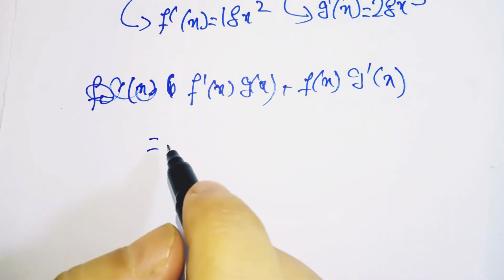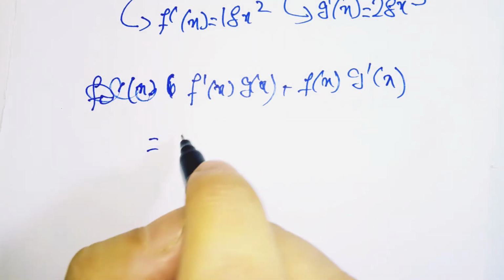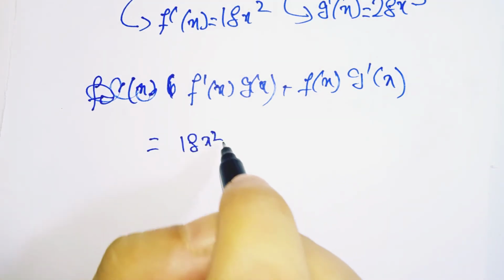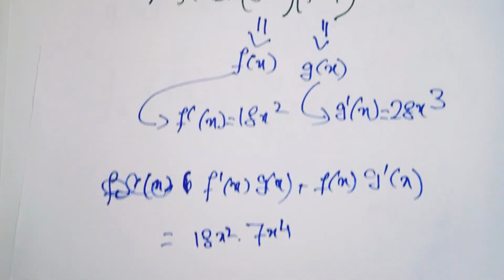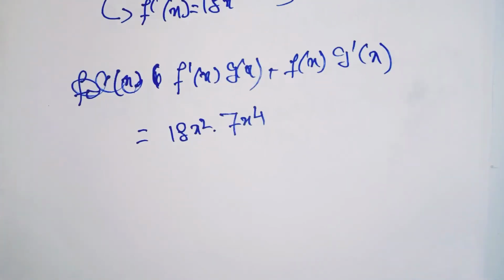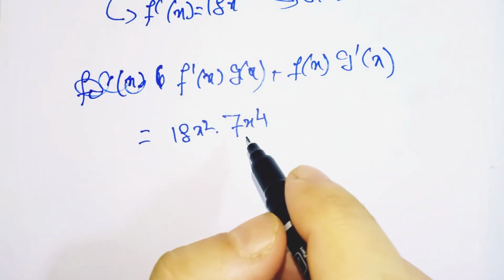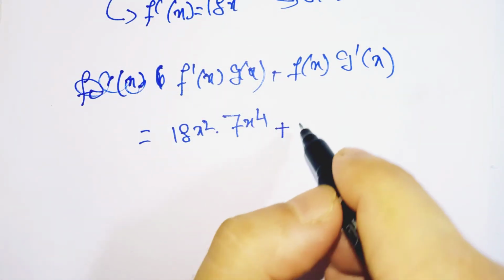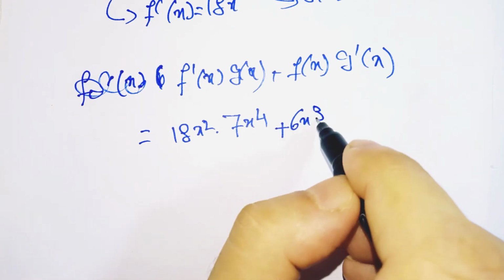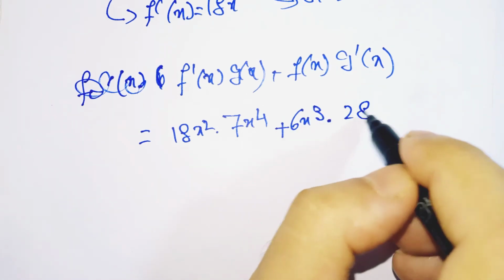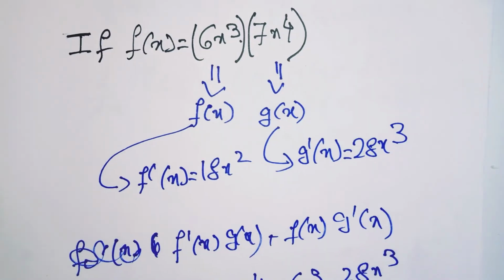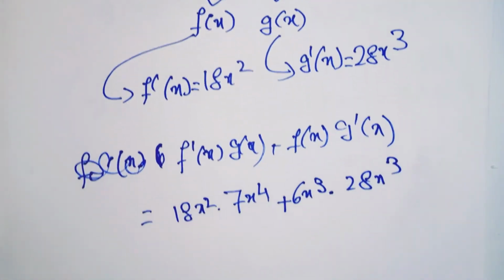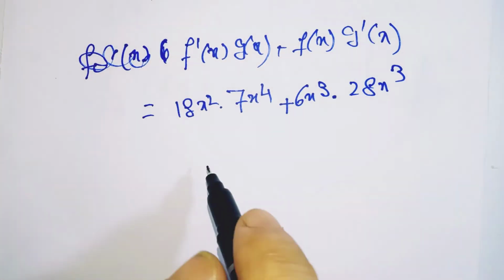what we can do is that we can write this as 18x² multiplied by 7x⁴. You can see this one, the g(x) is 7x⁴, and plus we will write 6x³ multiplied by 28x³, right? So f(x) is 6x³ and g prime of x we have found as 28x³. So we can further solve it.